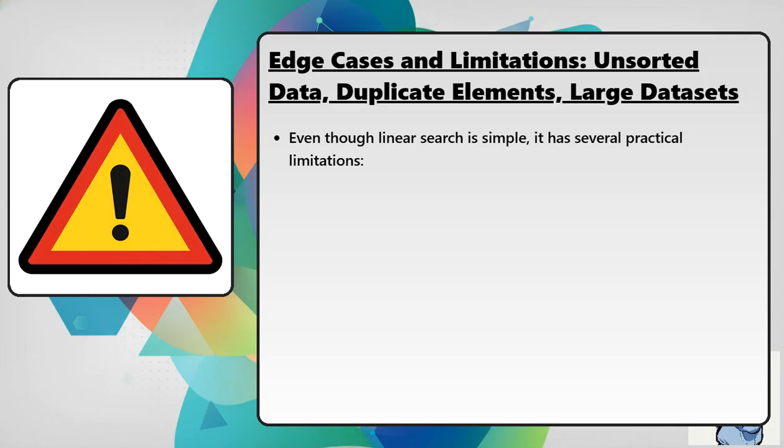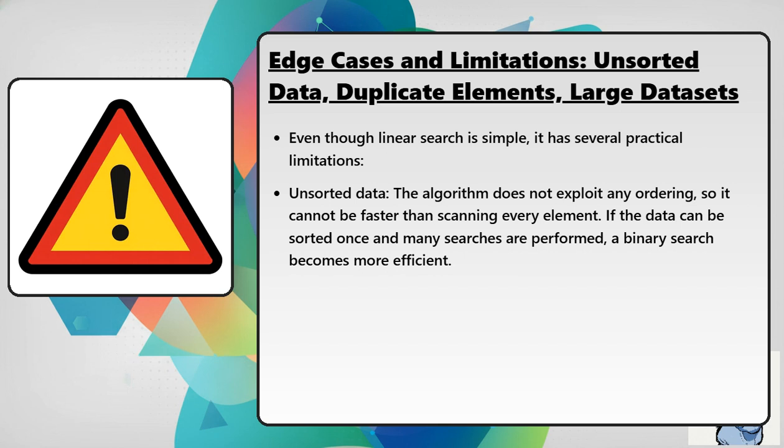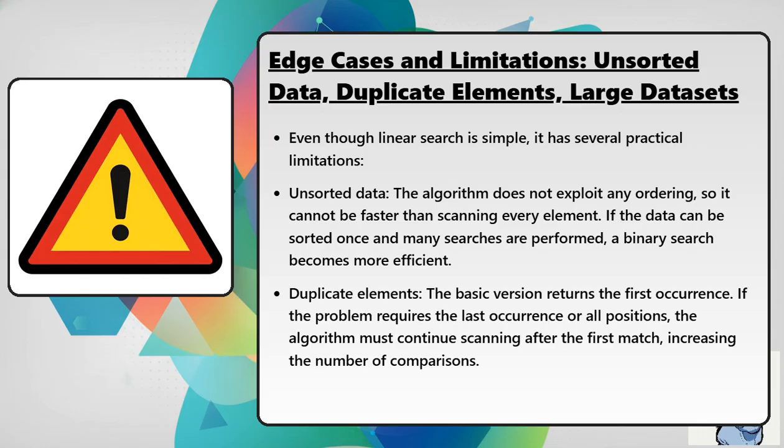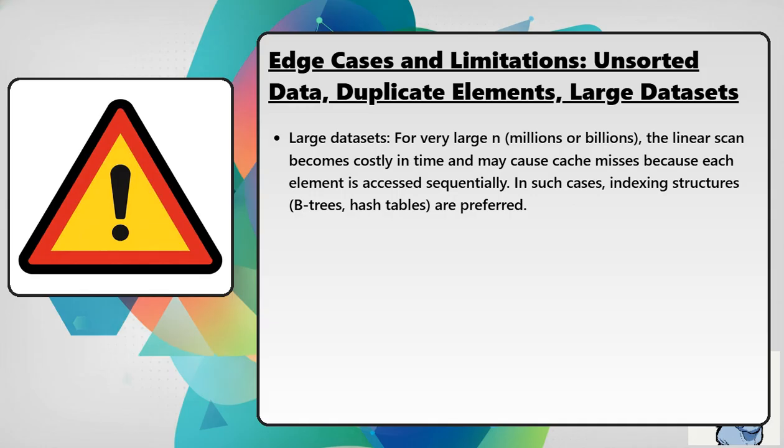Even though linear search is simple, it has several practical limitations. Unsorted data: the algorithm does not exploit any ordering, so it cannot be faster than scanning every element. If the data can be sorted once and many searches are performed, a binary search becomes more efficient. Duplicate elements: the basic version returns the first occurrence. If the problem requires the last occurrence or all positions, the algorithm must continue scanning after the first match, increasing the number of comparisons. Large datasets: for very large n, millions or billions, the linear scan becomes costly in time and may cause cache misses because each element is accessed sequentially.